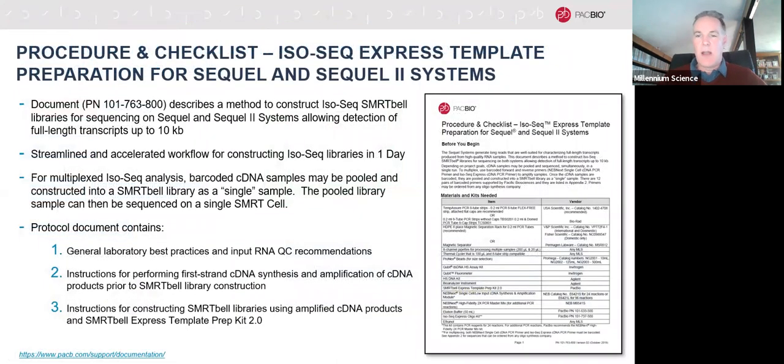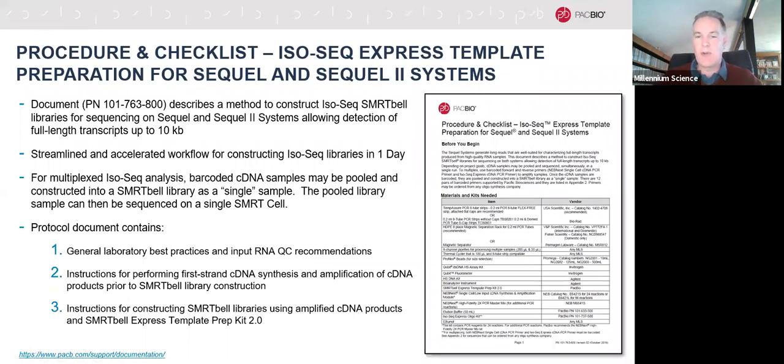So of course there's a protocol. All the PacBio protocols have this procedure and checklist as their start, and so this is the one you'd need for Iso-Seq. It's the Iso-Seq Express template prep for Sequel and Sequel 2 systems, and it goes through all the details of everything you need, and it's about a one-day protocol to go through to start with your RNA and go through to the sequencing, and it tells you how to QC your RNA, because obviously that's important.